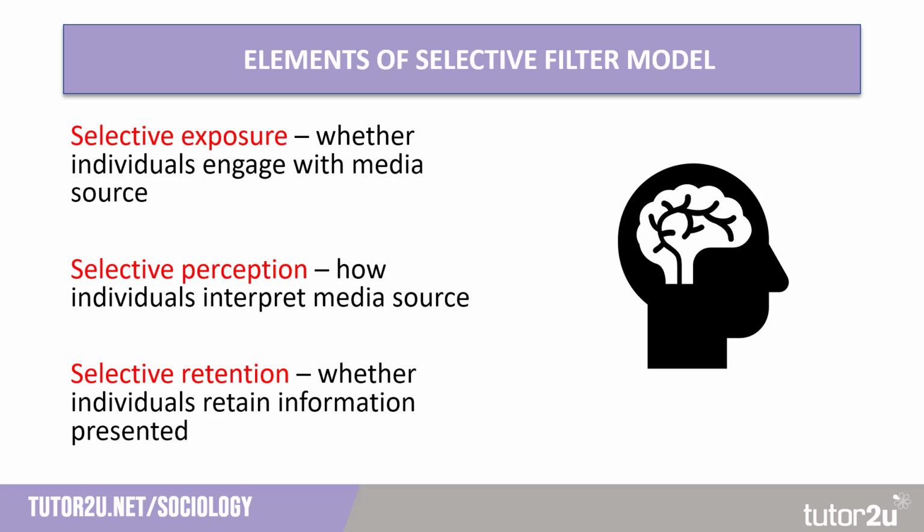Clapper suggested that there are three filters that media messages pass through. Firstly, selective exposure. This is the individual's choice as to whether or not to engage with the media in the first place. Simply put, individuals make an active decision to watch a television program or to read a certain newspaper, and this influences their exposure to different messages.